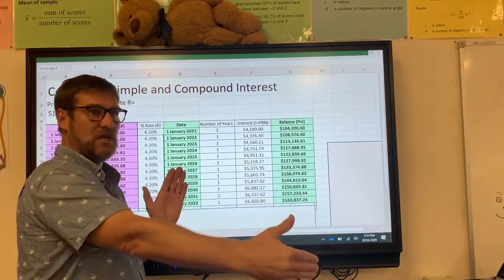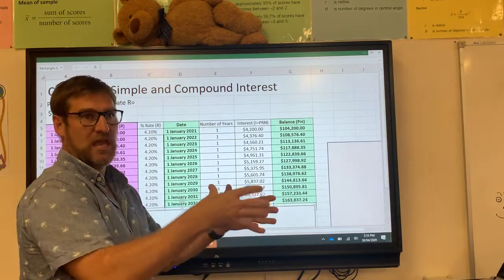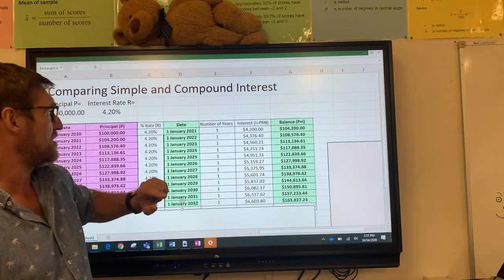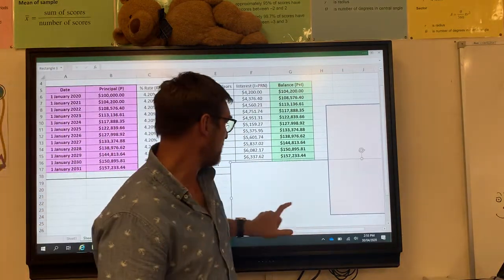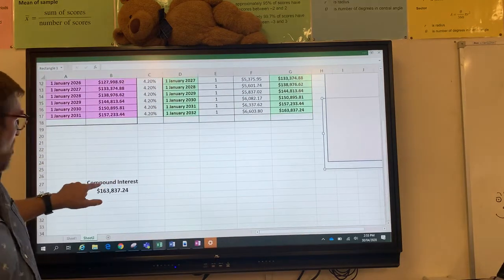So at the end of the year, the bank gives me some interest. It goes back into my account. So my account now has more money in it. Look at my account grow over time. Now, I'll chuck that one over to the side there. And I have a look at compound interest.